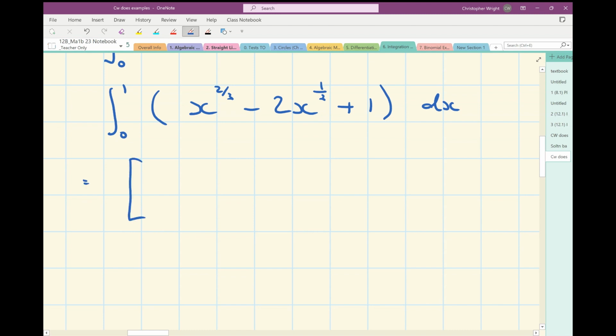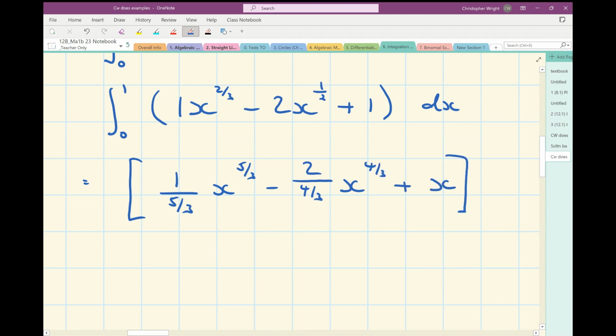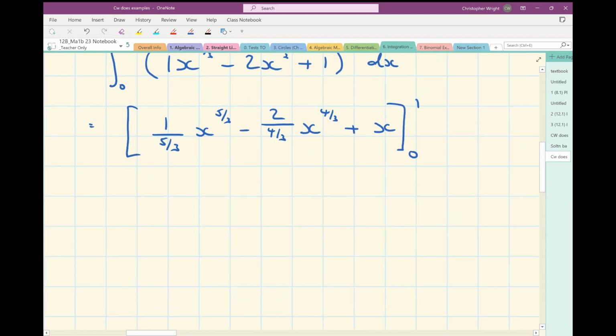So remember this is a 1 here, so it's going to be the coefficient divided by the new power. Well, 2/3 plus 1 is 5/3. So it's 1 divided by 5/3 x to the new power, minus 2 over 4/3, the new power, times x to the new power, plus 1 simply integrates to give you x. I don't need to worry about the plus c term, and I'm going to evaluate that between 0 and 1. Okay, now let's simplify that still further.